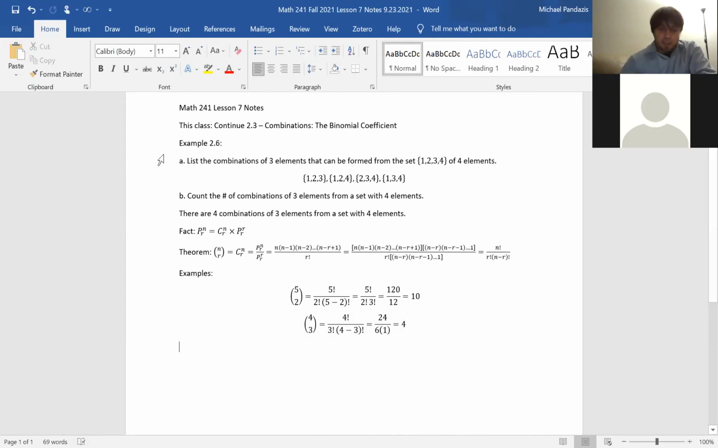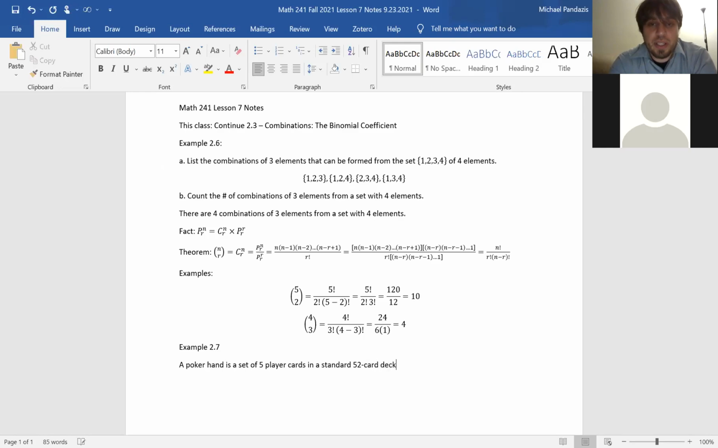Okay, all right, so that's how to calculate it. So here's an example where we're going to use combinations to calculate a probability. Part A is going to be calculating a number, and part B is going to be calculating a probability. So example 2.7 says a poker hand is a set of 5 playing cards in a standard 52 card deck.